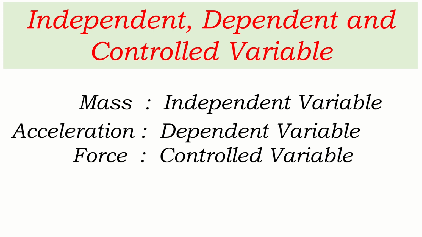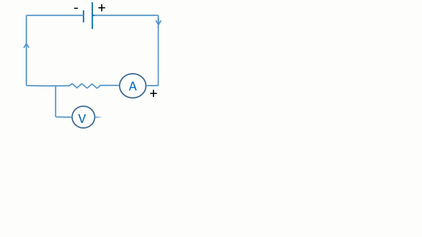Now I want to show another experiment also which you know, Ohm's law. How did we prove this? Look, a cell is connected to a resistor, then current flows from positive to negative terminal according to the concept of conventional current. If you want to measure current flowing through this resistor, you can use an ammeter. It should be connected in series for the measurement of current. And if you want to measure potential difference across the resistor, you can use a voltmeter.